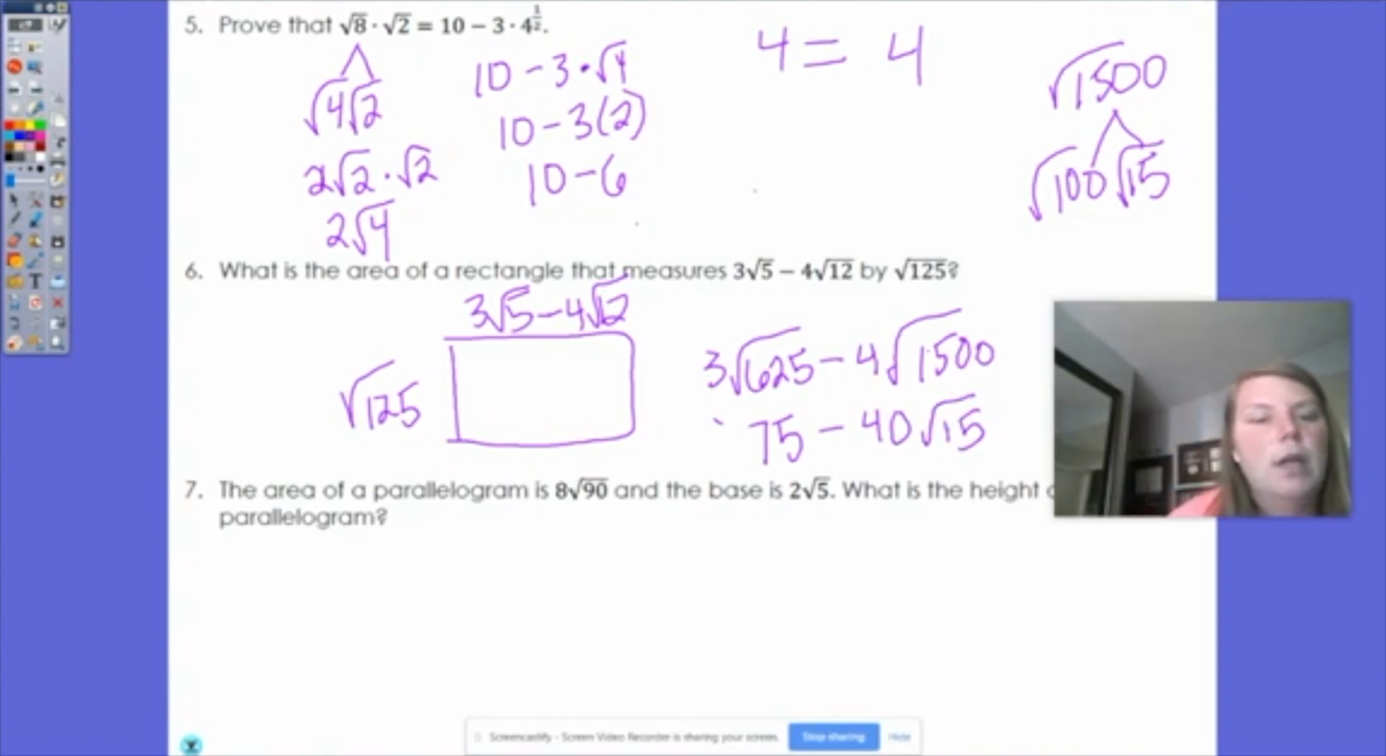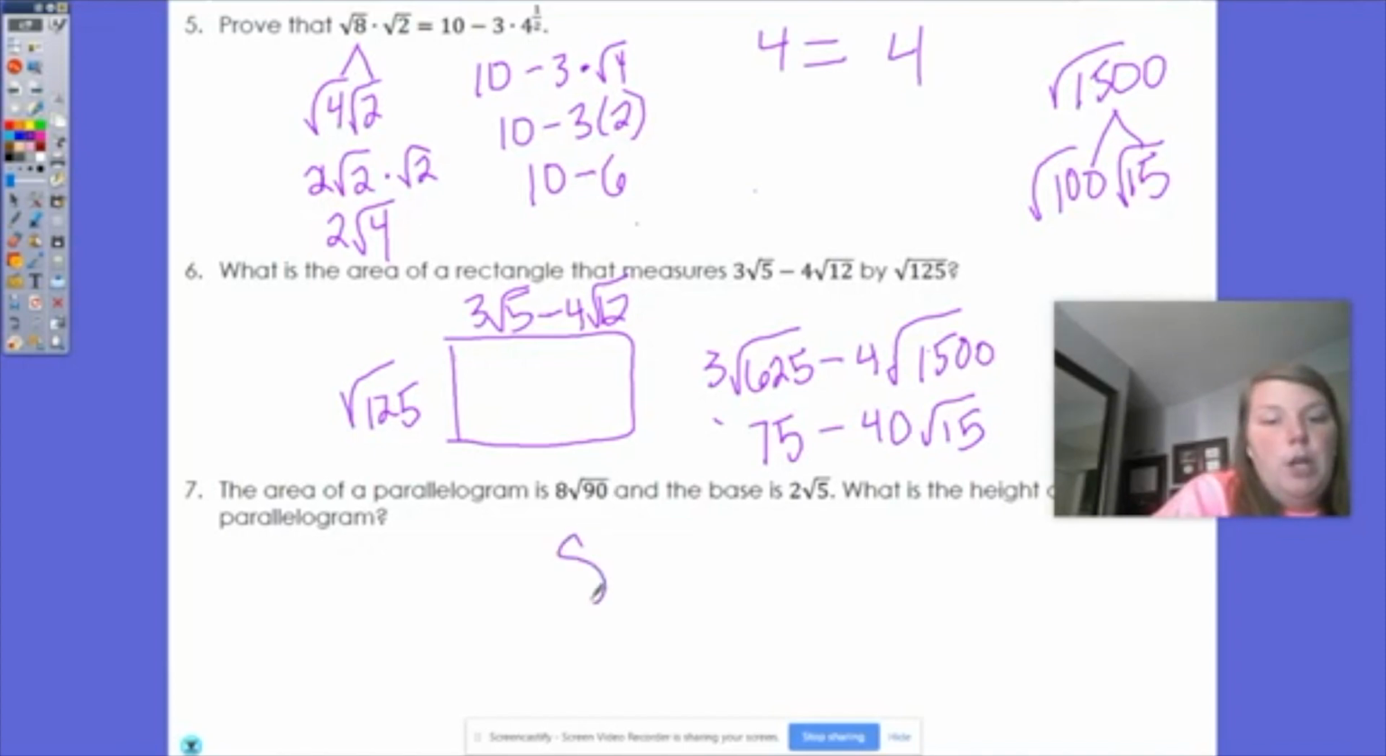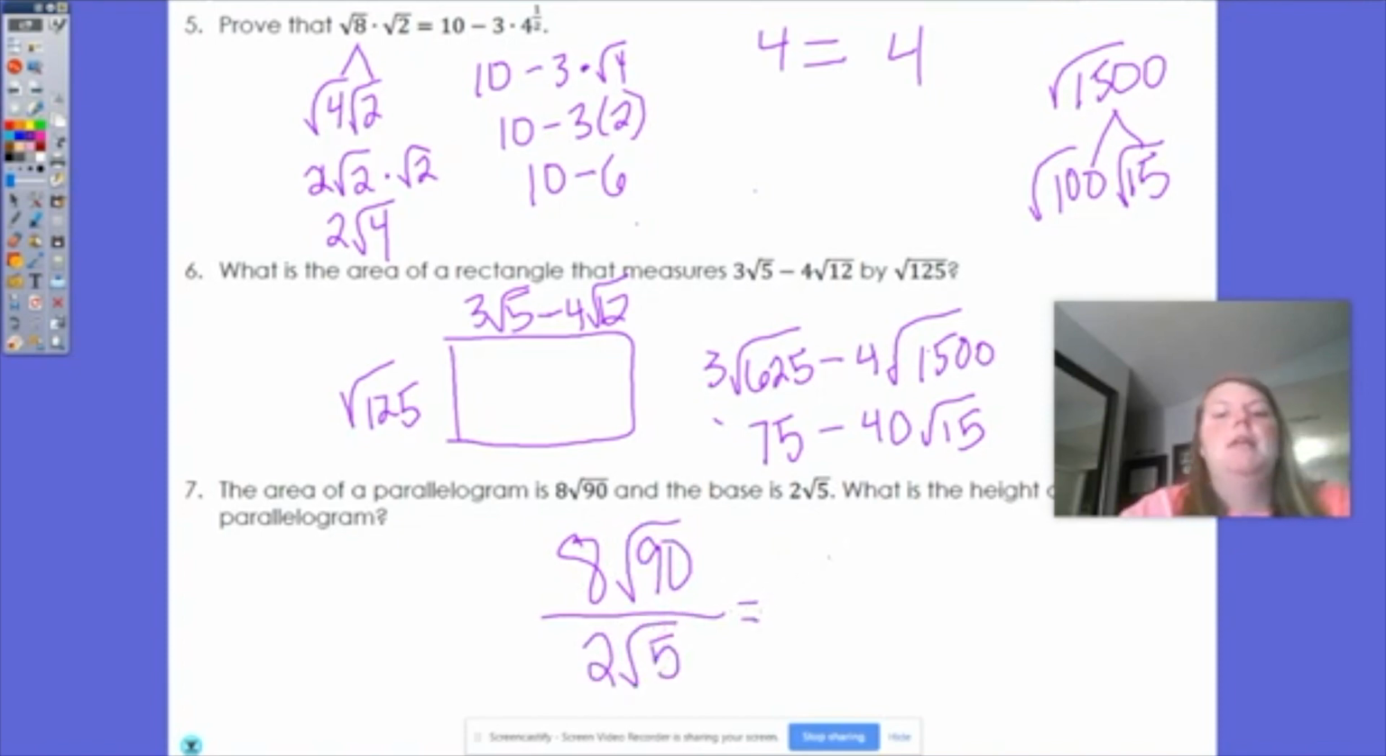And then the last one is very similar. It's asking the area of a parallelogram. It tells me the area. So we know the area is 8 square root of 90, and we know one side is 2 square root of 5. So we want to divide to find that missing piece. 8 divided by 2 would be 4. And then we can actually divide that 90 divided by 5, which is in the radical, which is 18.